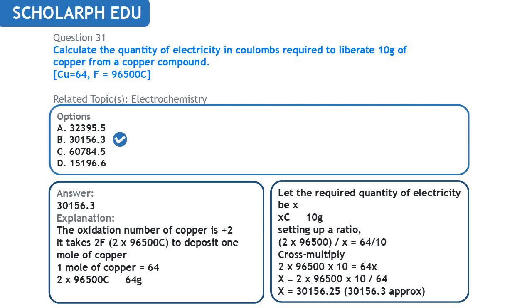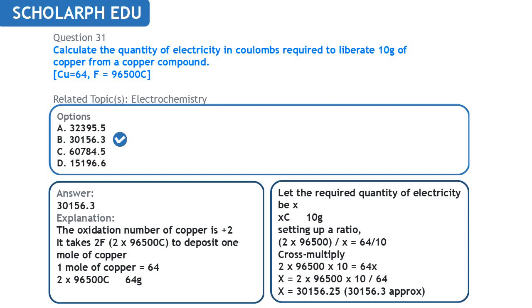Alright, so if we cross multiply, this 10 at the denominator here will multiply this, while this X that is at the denominator is going to multiply this 64 here. So that means we are going to have this multiplied by 10. So you have 2 times 96,500 times 10 is equal to 64 times X, and that's 64X. To get the value of X, we are going to divide both sides by 64.